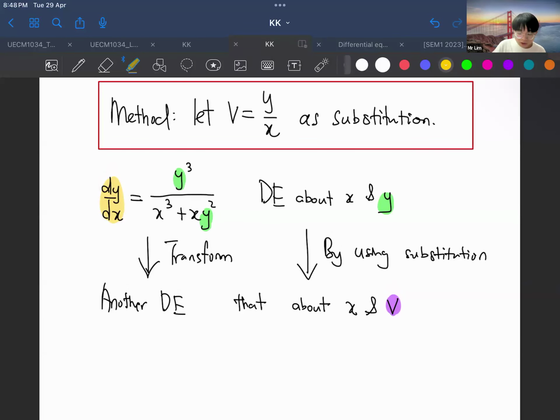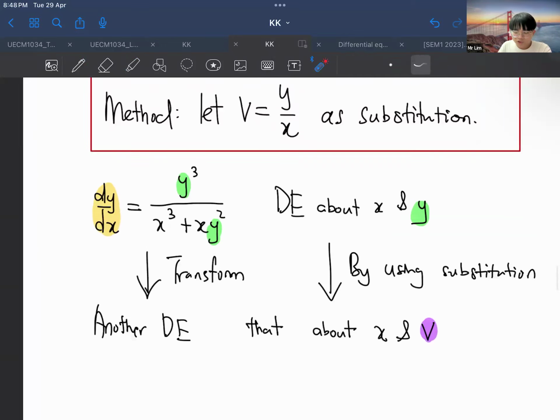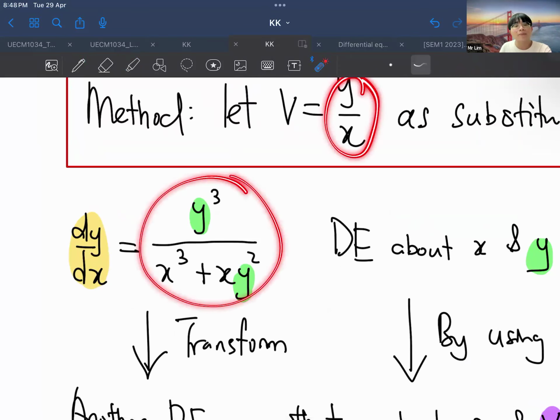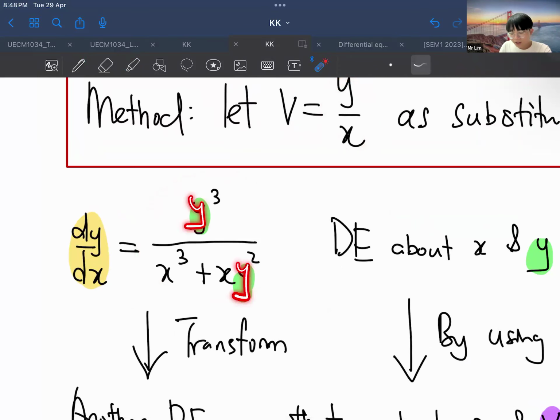All right. So now let's look at how this substitution is so useful, and how it can help us solve this. Since we say v equals y over x, but we didn't see y over x in here, we only see y. I hope to substitute y equal to what?